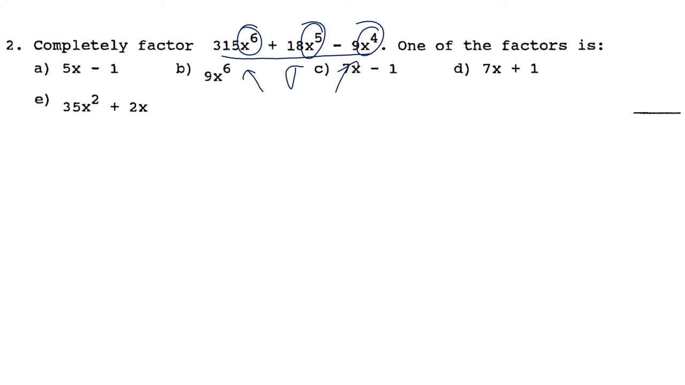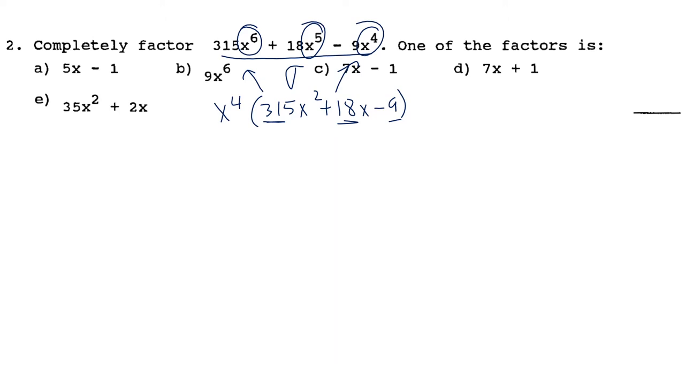So, since it has three terms, and since this is CSTM 0120, chances are, in 99% of cases, it is going to be a quadratic equation. So, given x to the 6th, x to the 5th, x to the 4th, how are you going to turn this trinomial into a quadratic equation? Most importantly, take into consideration the highest power of x that goes into it. So x to the 4th, if you factor this out, you're going to be left with 315x squared plus 18x minus 9.